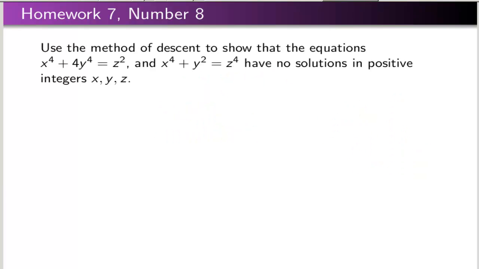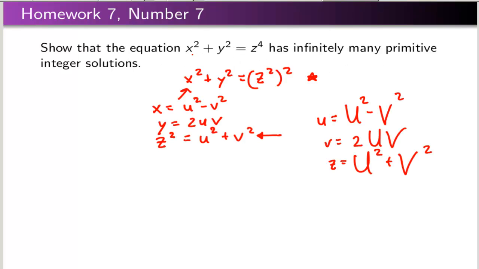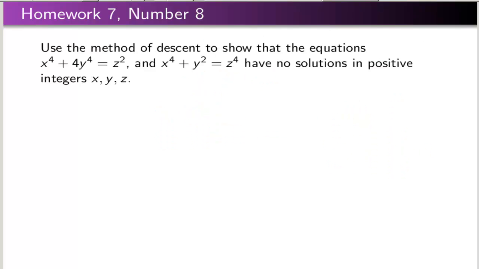Number 8. Use the method of descent to show that these equations have no solutions. So we just slightly modify this one. So this one works because we have 2 quadratic terms in 1 fourth power. But in all of these equations that have 2 fourth powers and 1 quadratic, or have all 3 to be fourth powers, there tends to be no solutions other than the trivial ones.